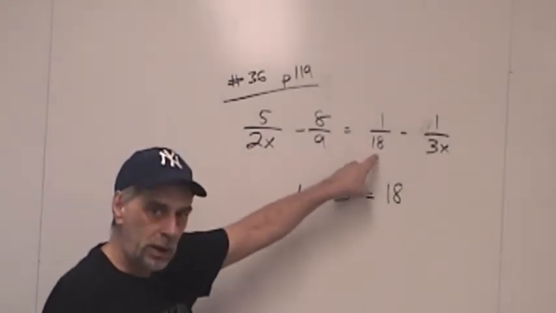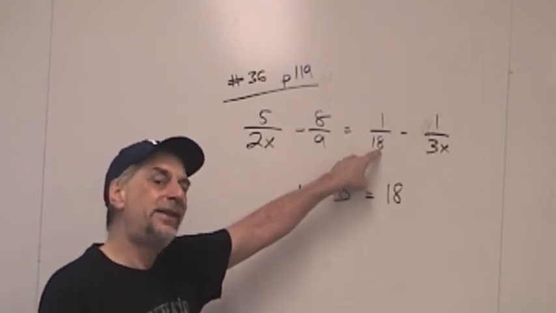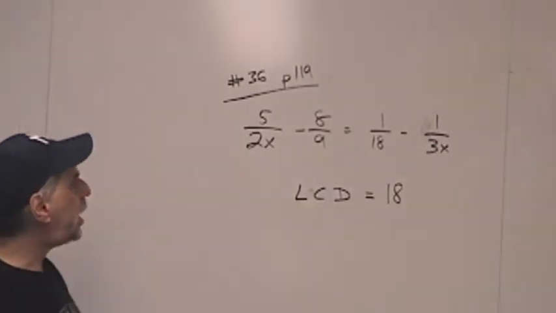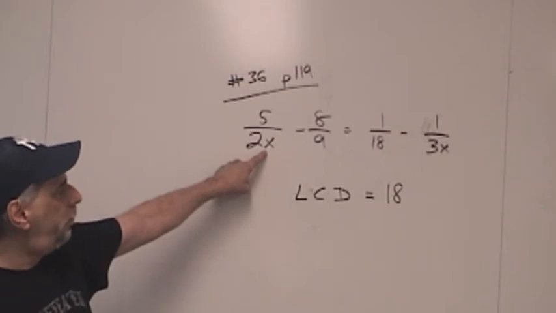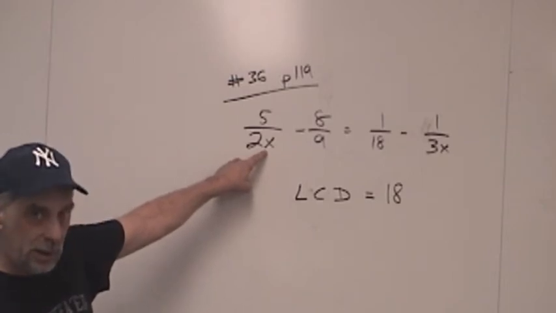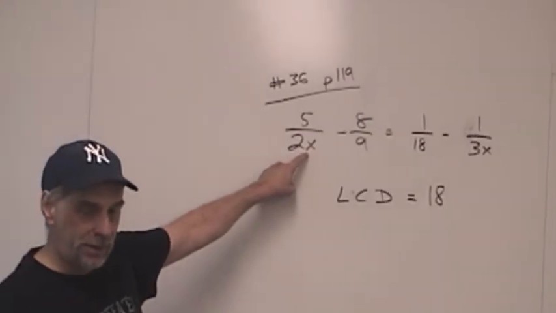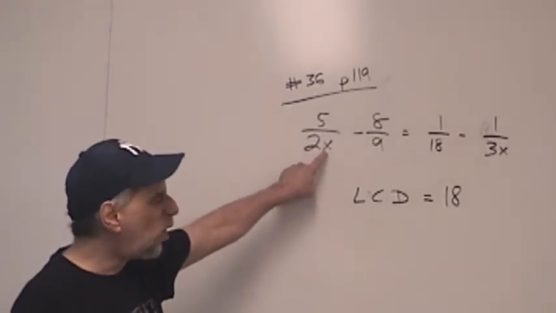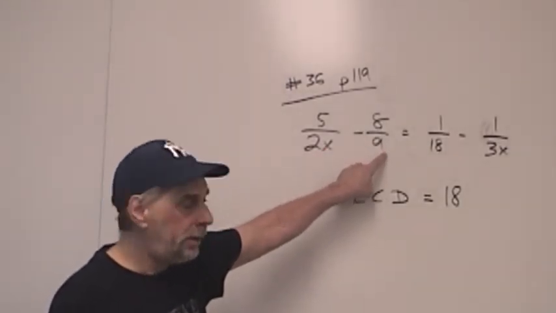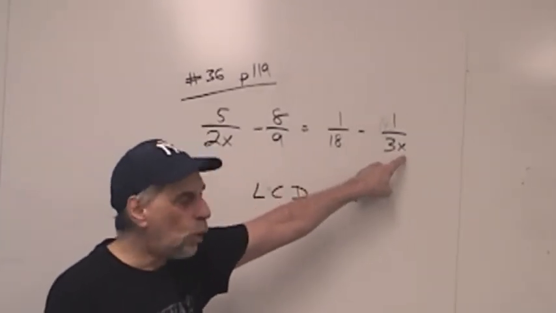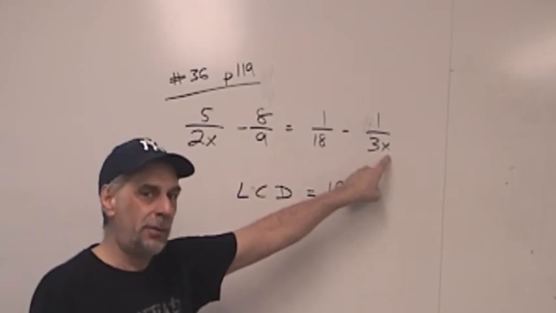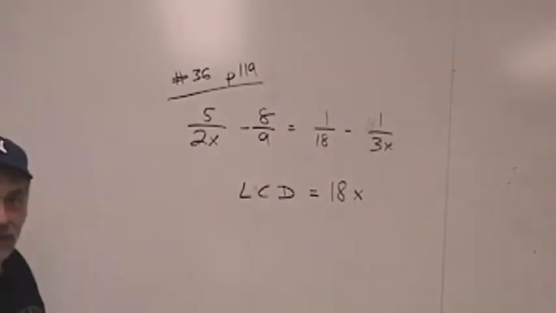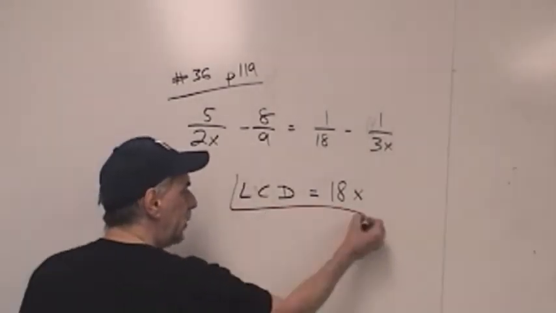Then you'd go to 54. Just take multiples of the largest number until you get the smallest one that they all divide into. In this case, 18 is the least common denominator. Now for the variables, you take the variable the maximum number of times that it appears in any one of the denominators. So x appears once here, 0 times here, 0 times here, and once here. So 1 is the maximum number of times that it appears in any one of the denominators. So that's the number of times that it's going to appear in the least common denominator. So that's our least common denominator.